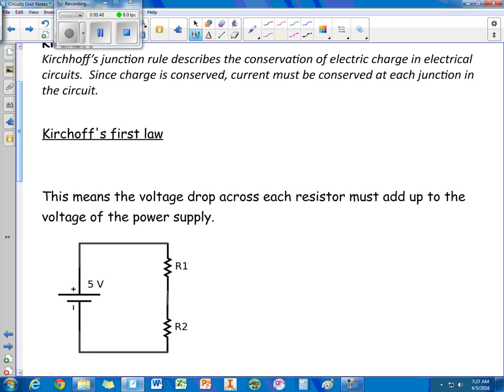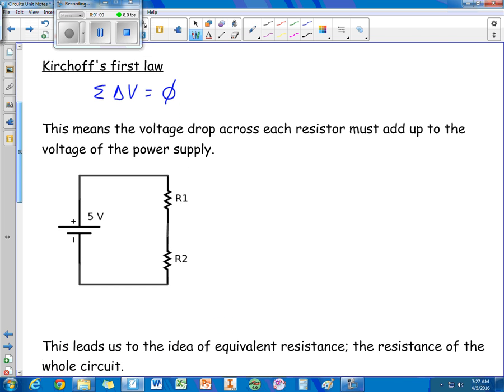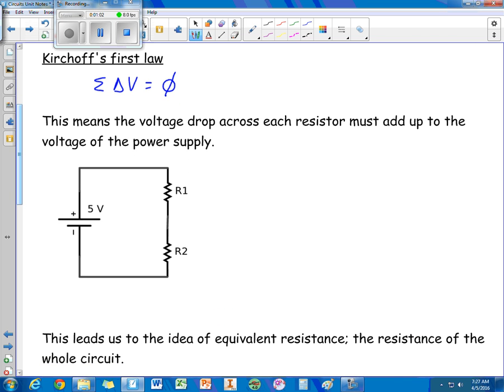Basically, this one tells us that the sum of all potential differences must equal 0. So what this basically means is that the voltage drop across each resistor must add up to the voltage drop of our power supply. So here I have a delta V for my battery. So this delta V is going to be 5 volts.